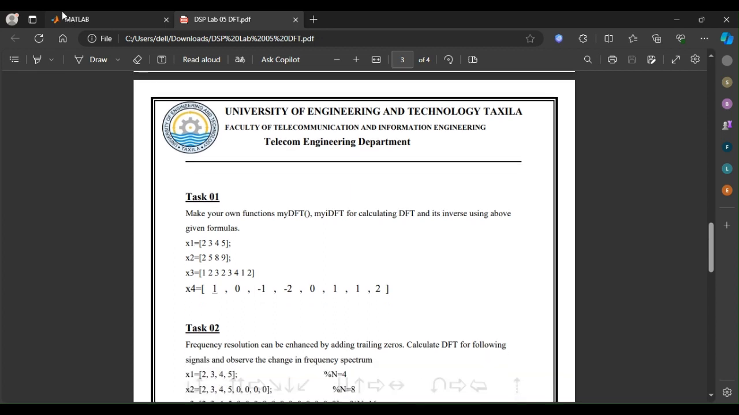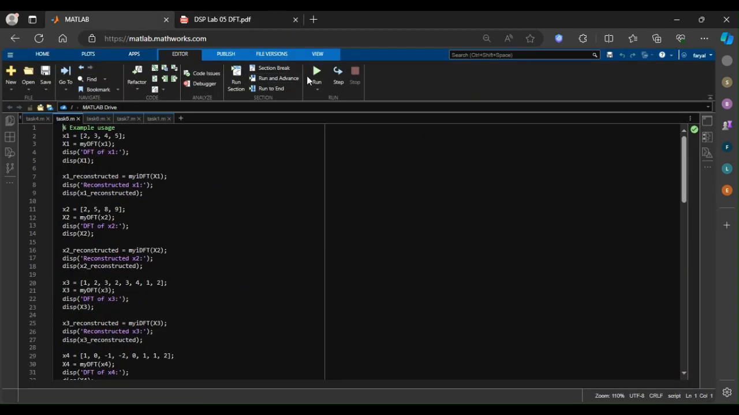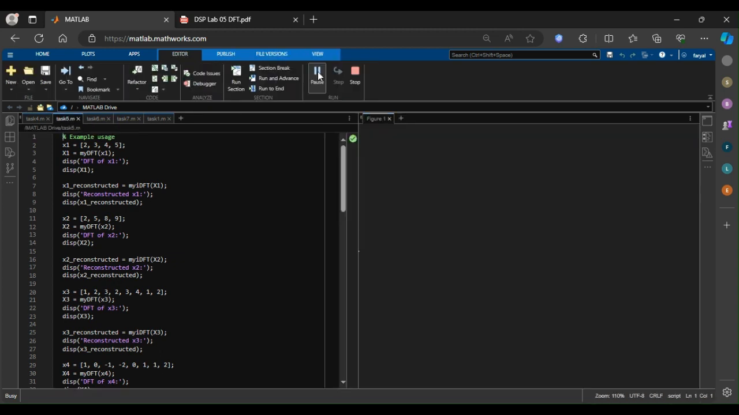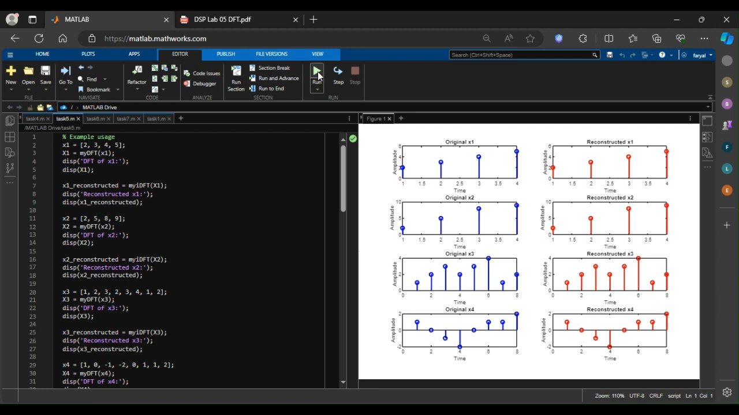So we'll have x1, x2, x3 and x4. The output of this lab is as follows. Here this myDFT function basically calculates the discrete Fourier transform of the given signal using the formula provided in the prompt, and then the myIDFT calculates the inverse discrete Fourier transform of a given set of DFT coefficients using the provided formula.